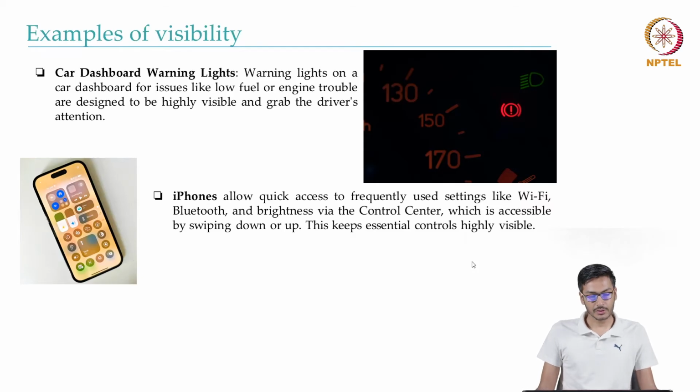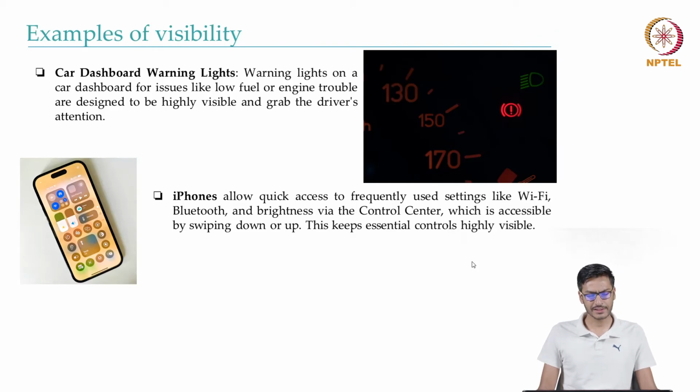Okay, so this is an interesting example. The warning lights on a car dashboard for issues like low fuel or engine trouble are designed to be highly visible and grab the driver's attention as soon as they are lit up, and hence ensure that the driver acts upon it as soon as possible.